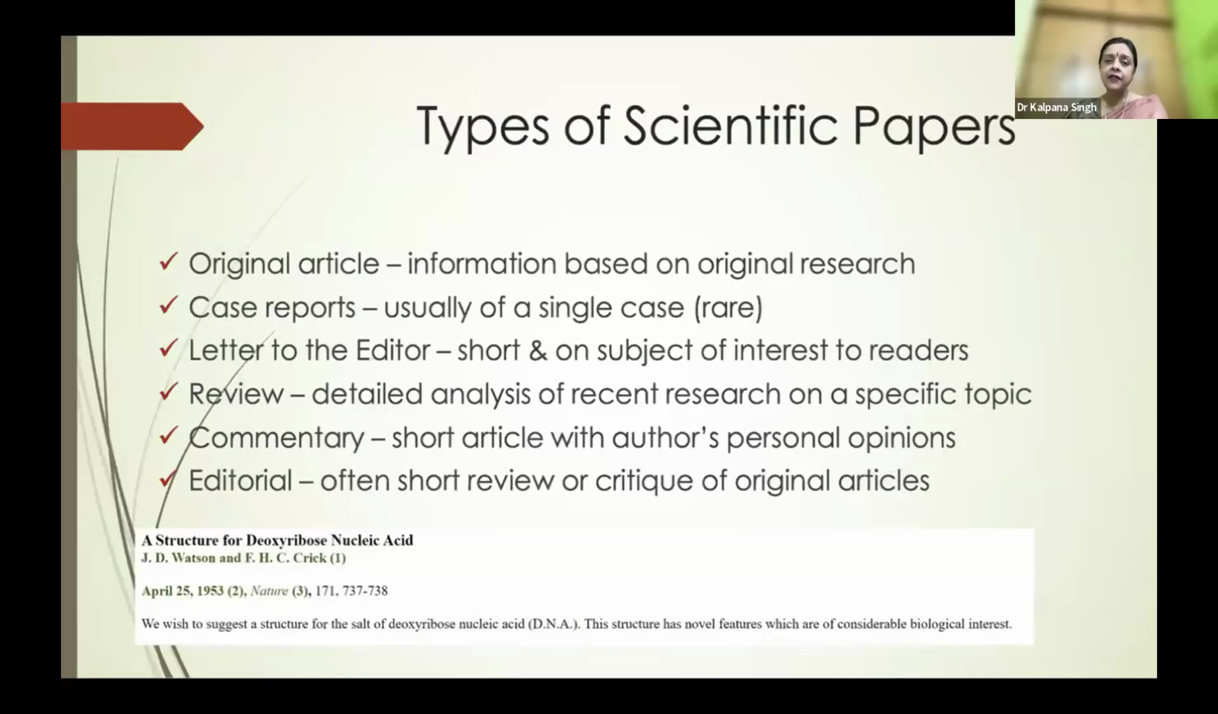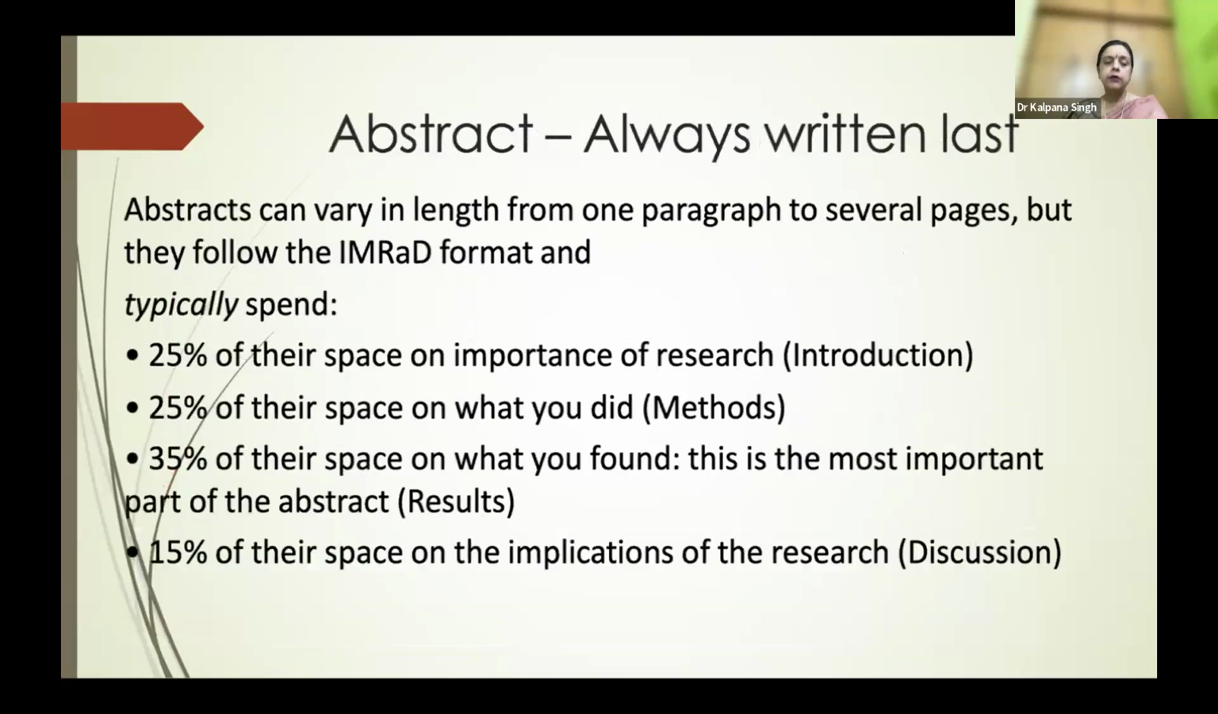Coming to the types of scientific papers, we have got original papers, in which information is based on original research. Then we have got case reports, then letters to editor, review articles, in which detailed analysis of recent research on a specific topic is done. Then we have got commentary, in which a short article with the author's personal opinion is there, and we have got editorials. So basically I'll be limiting my talk to original case reports, original article.